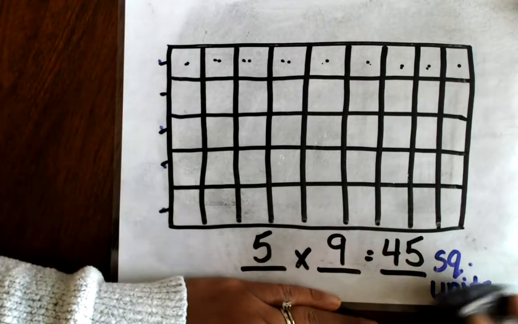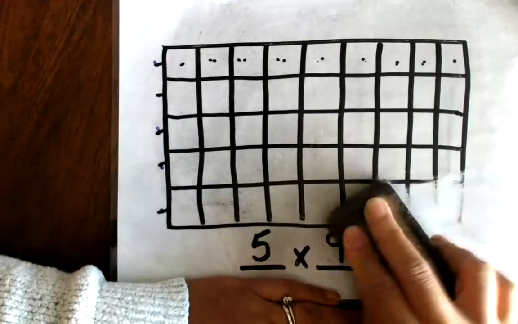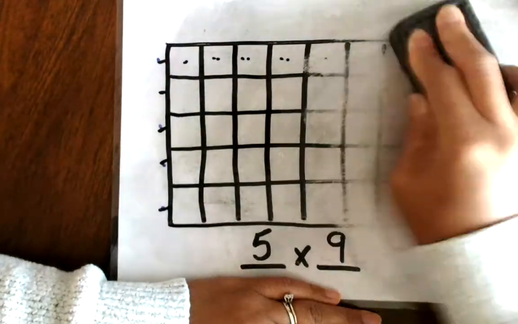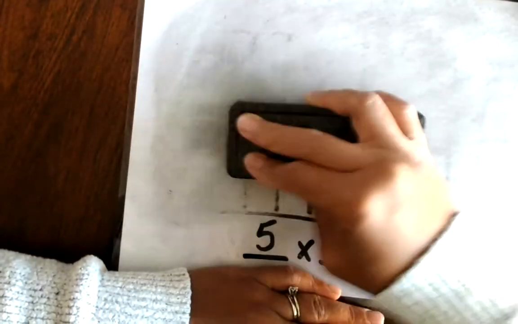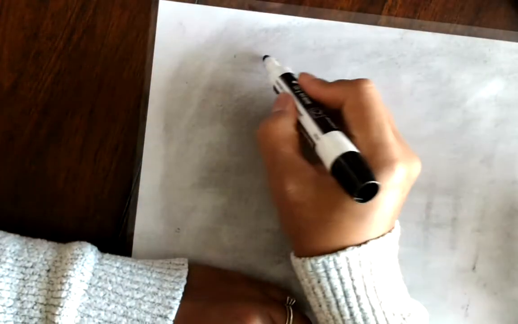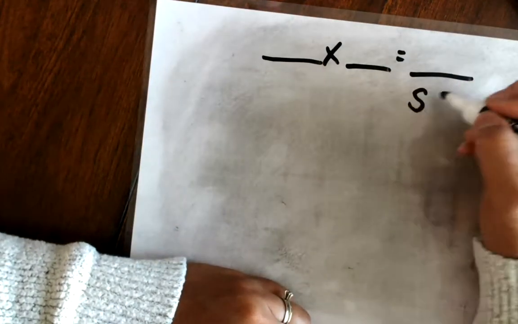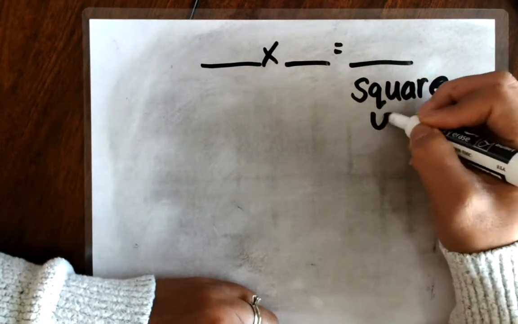So what I'm going to do is to do one more for good measure. You are not going to draw the area model that I'm going to draw. All you're going to do is just write the multiplication equation that goes with that area model. Okay? So all you're going to have on your board is just this. Blank times blank equals blank square units. You might as well practice writing the unit of measurement.